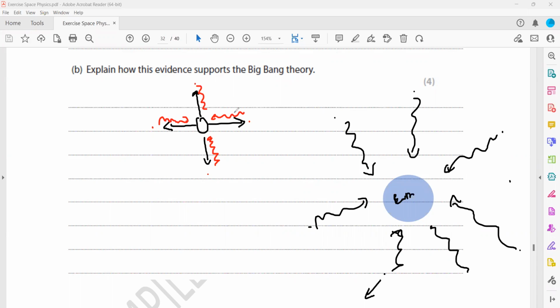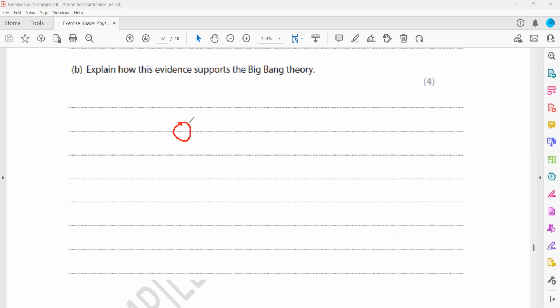If it was not a big bang, for example, if this was a single point and the universe did not start with a big bang, there might be a possibility that on one side we would receive more background radiation than the other side. But how does the cosmic background radiation support the Big Bang theory? When we observe it, we receive the same amount from all sides, approximately.